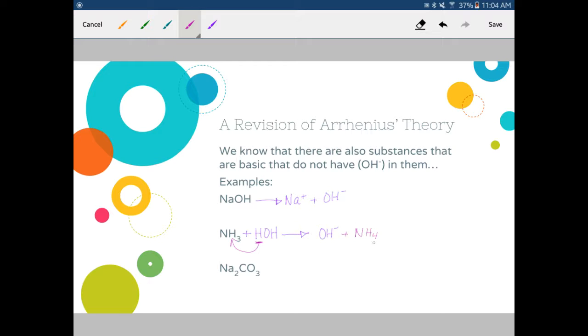Because I've gained a hydrogen ion and each hydrogen ion has a positive charge, that results in a 1 positive charge. So I have this ammonium ion. Well, what about our example with our sodium carbonate? Let's take a look at what happens here.